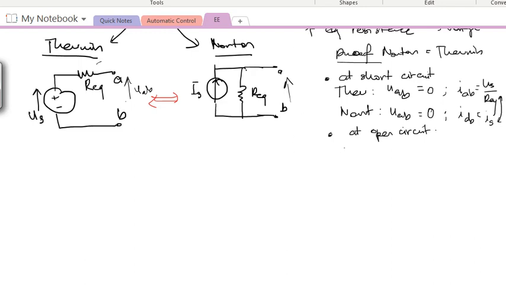Okay, we're going to repeat for Thevenin and Norton, both of them. We will try to measure the same parameters, which are UAB and IAB. So we look at the cases one by one. For open circuit at Thevenin, what is UAB equal to? We go to Thevenin, UAB is open, so we measure what UAB equals.